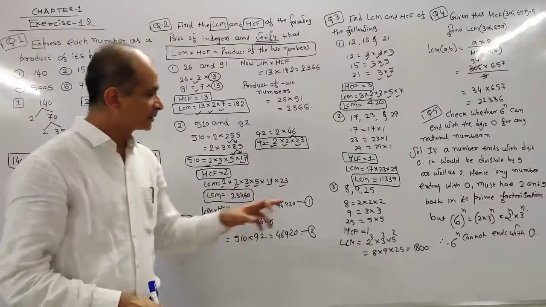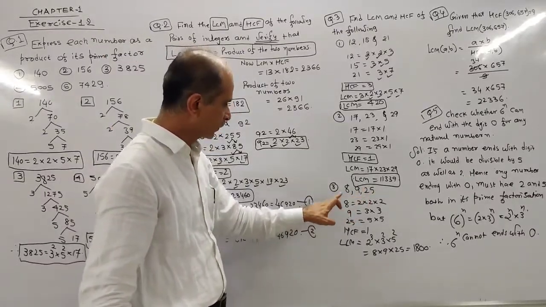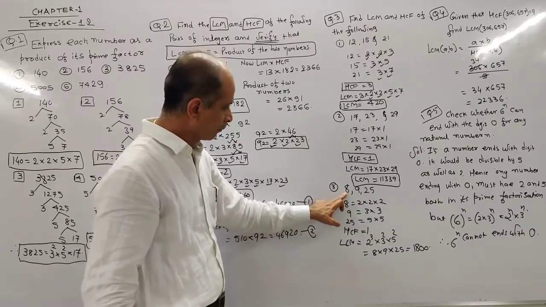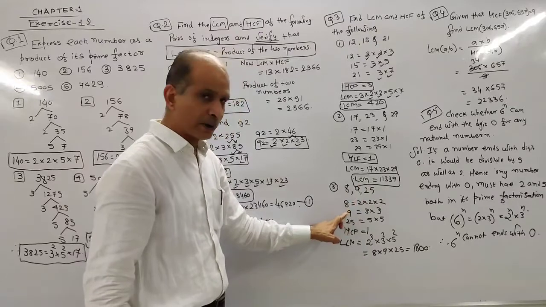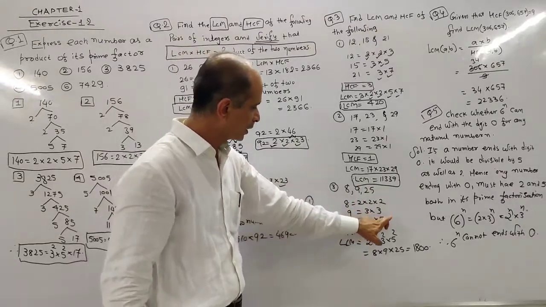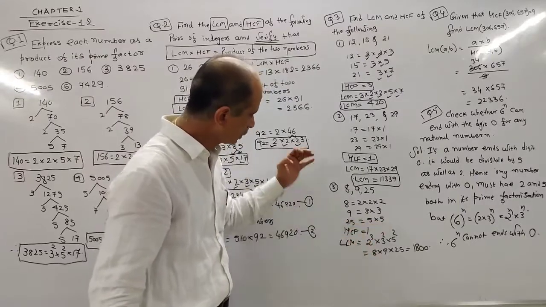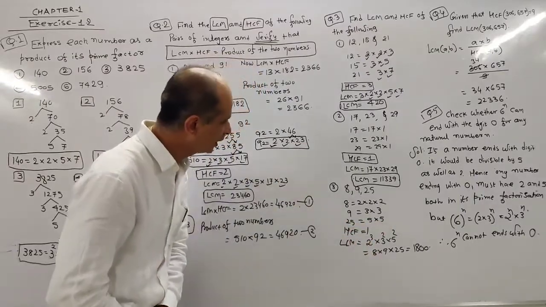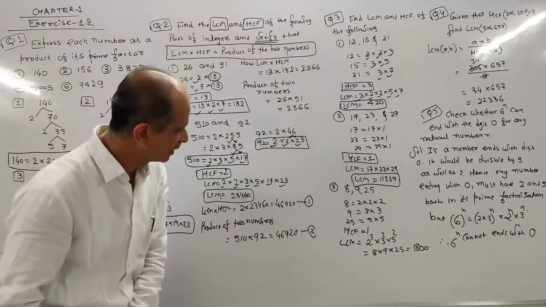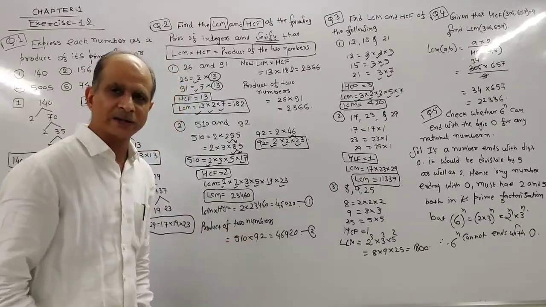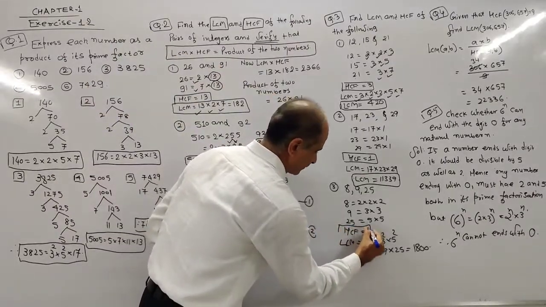Well, now example number 3: 8, 9 and 25. 8, prime factorization is 2 into 2 into 2. 9, prime factorization is 3 into 3. 25, prime factorization is 5 into 5. What is common from all three? Nothing. Because 8 has three 2s, 9 has two 3s, while 25 has two 5s. So nothing is common. So your HCF is 1.